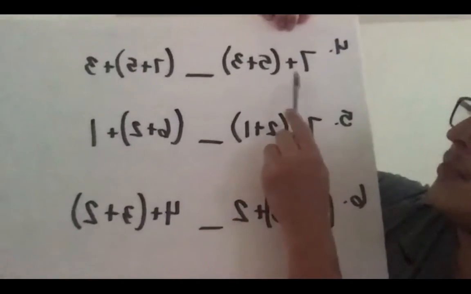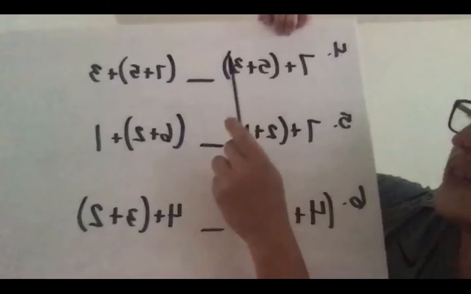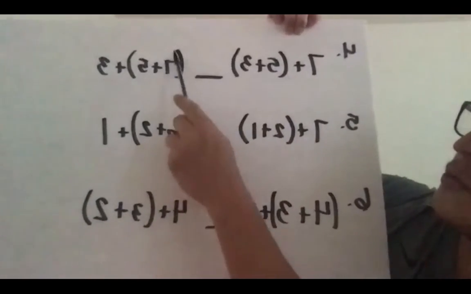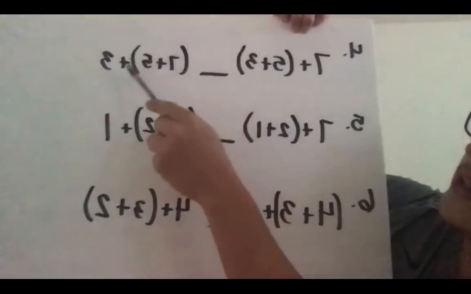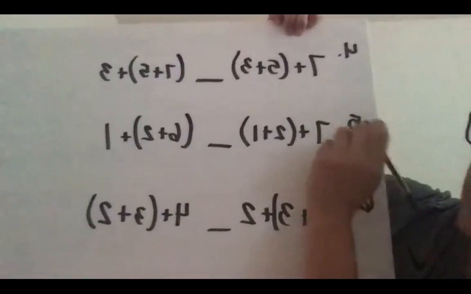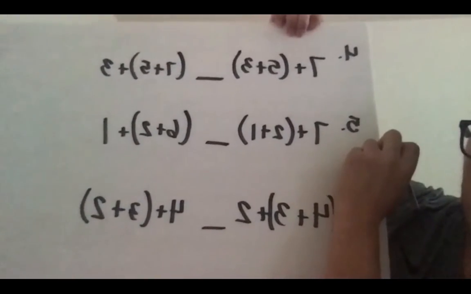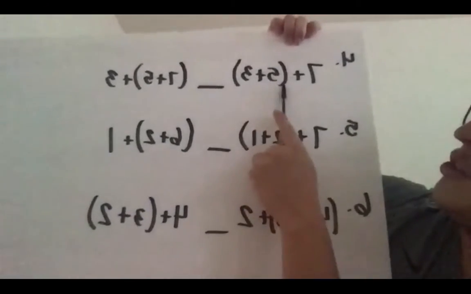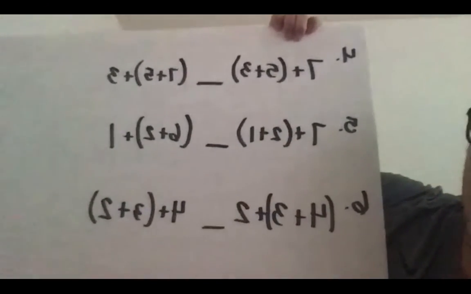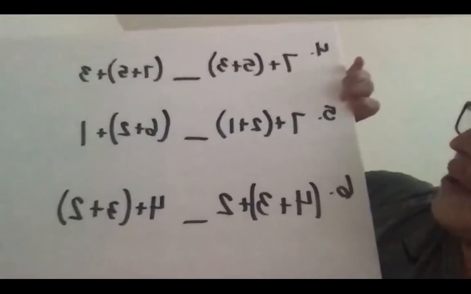So if I have 7 plus 5 plus 3, but I'm grouping 5 plus 3 together, we're going to ask to see if this is equal to grouping 7 plus 5 together and leaving 3 out. Is this equal? Yes. Why is it equal? It's the same set of numbers. Exactly, but just grouped differently, right? Okay, good.